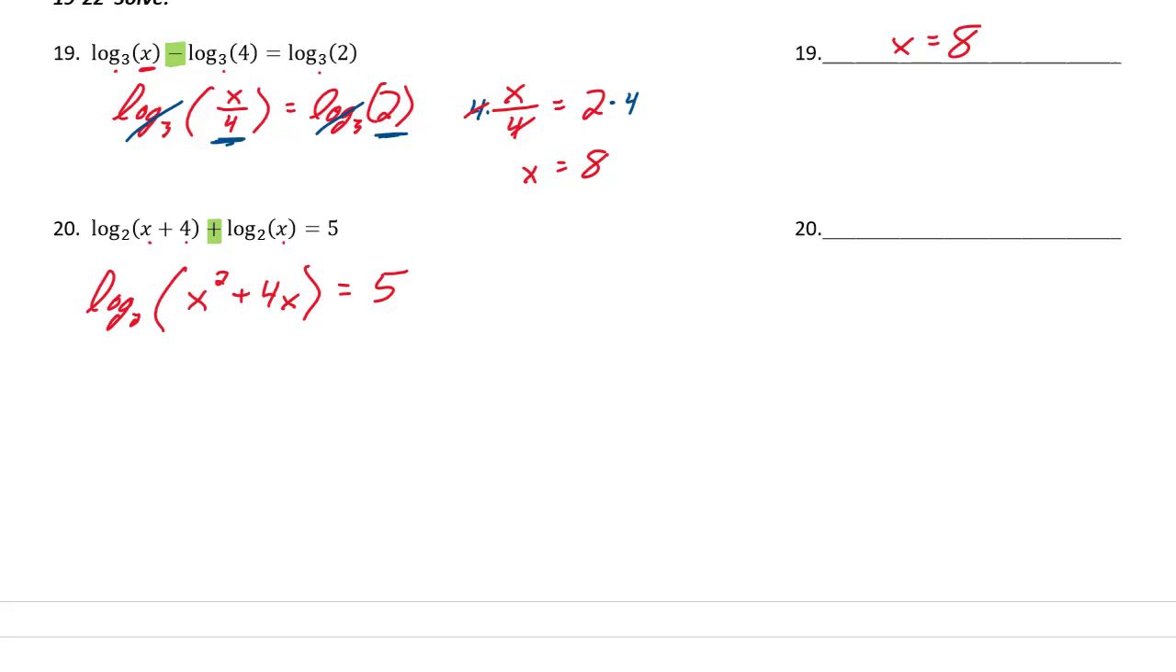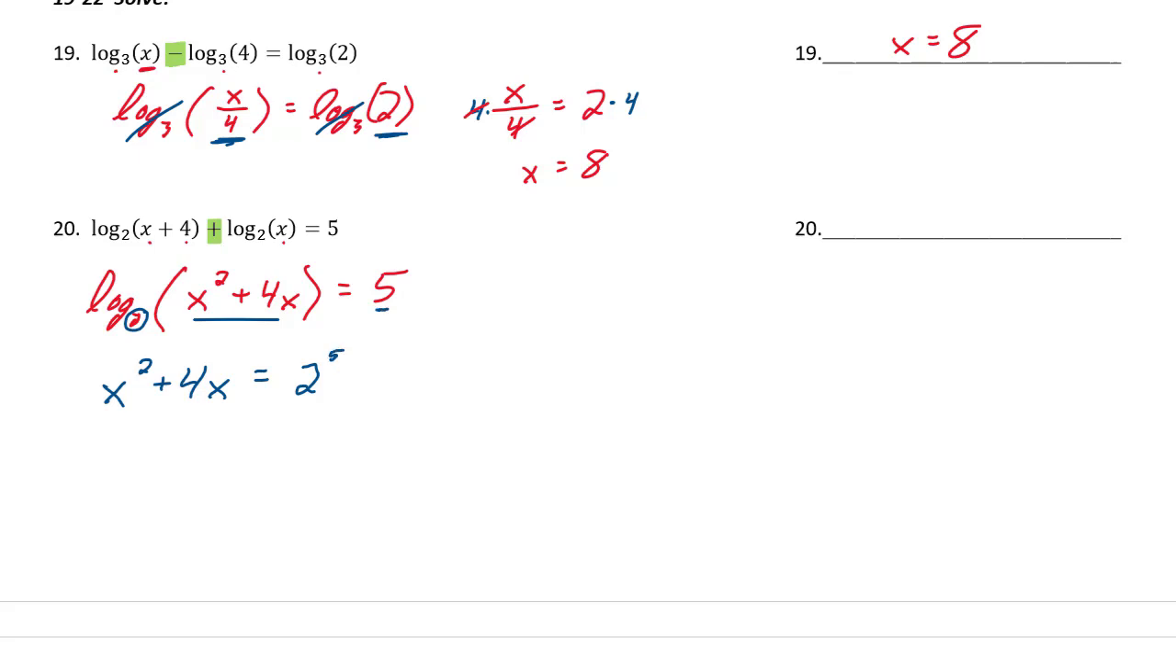So now I'm at a place where I'm stuck. I have a logarithm equaling a number, so I can't just cross out the log, but what I can do is convert from this logarithmic form into exponential form. So what I would do is take whatever's inside and start with that, so x squared plus 4x, and that should equal whatever the base is, which is 2, being raised to whatever the power is, which is the number on the other side.